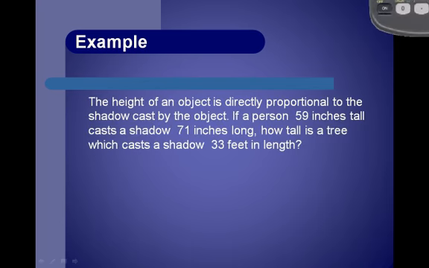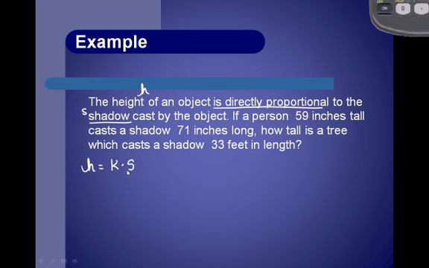Okay, last example. The height of an object is directly proportional to the shadow cast by the object. If a person 59 inches tall casts a shadow 71 inches long, how tall is a tree which casts a shadow of 33 feet in length? Now remember, we did this one by a proportion earlier, but let's do it with our direct variation this time. We've got that the height is directly proportional to the shadow. So what that means is height equals k times s.